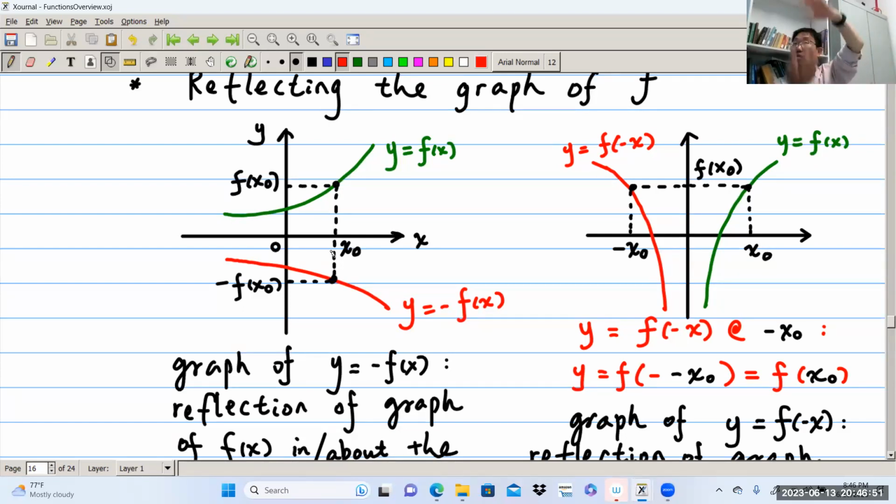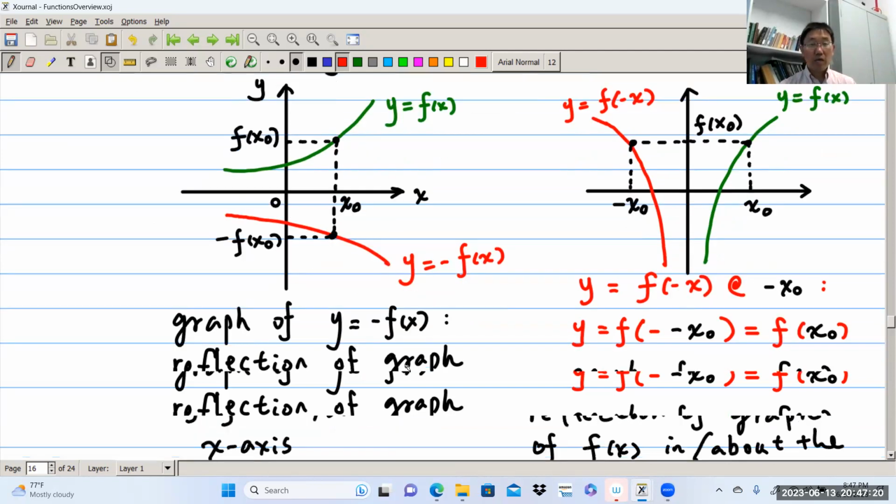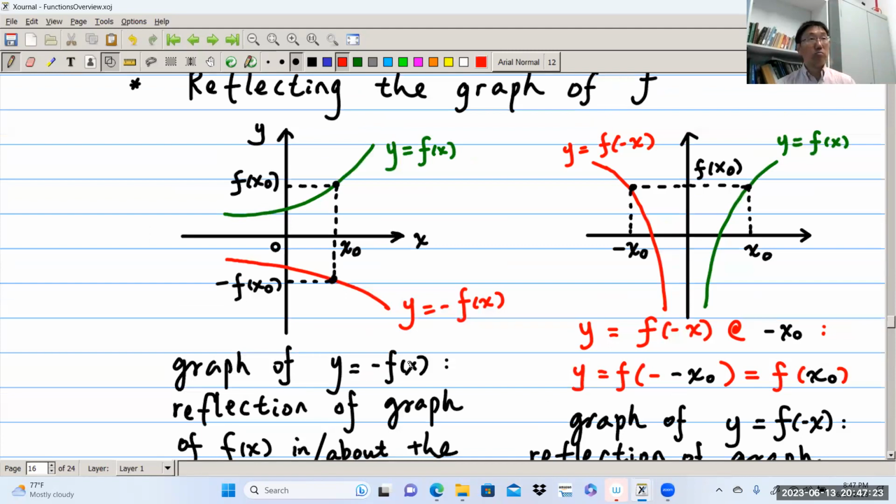So what do you see? You see the symmetry about what? About the x-axis. So when you multiply, you see the graph of negative f of x is simply the reflection of y equals f of x about this x-axis. If you put a mirror here, then the image of this f of x is this negative f of x, right? When you see it in the mirror, clear? So that's called the reflection of a graph in, or say, about the x-axis.